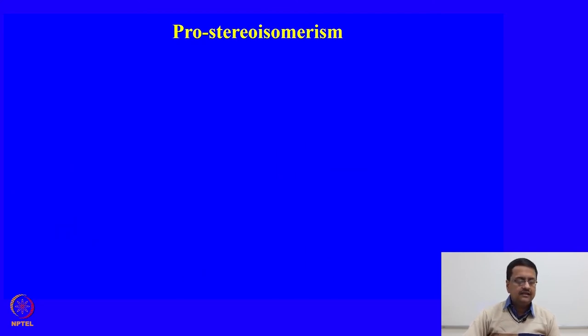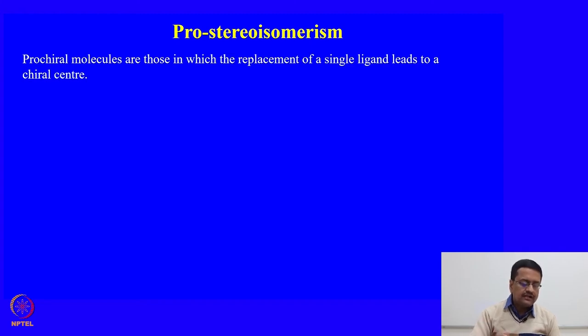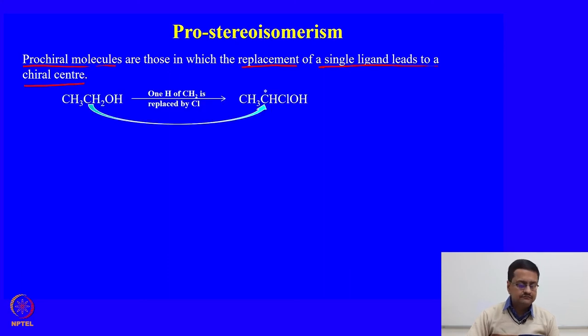Now, let us try to understand a new term called pro-stereoisomerism. Prochiral molecules are those in which the replacement of a single ligand leads to a chiral center. That means you have a molecule where you select one particular atom and replace it with something else, then you generate a new chiral center and the compound becomes a chiral molecule. Then that particular carbon center is called a prochiral center and the molecule is called a prochiral molecule.